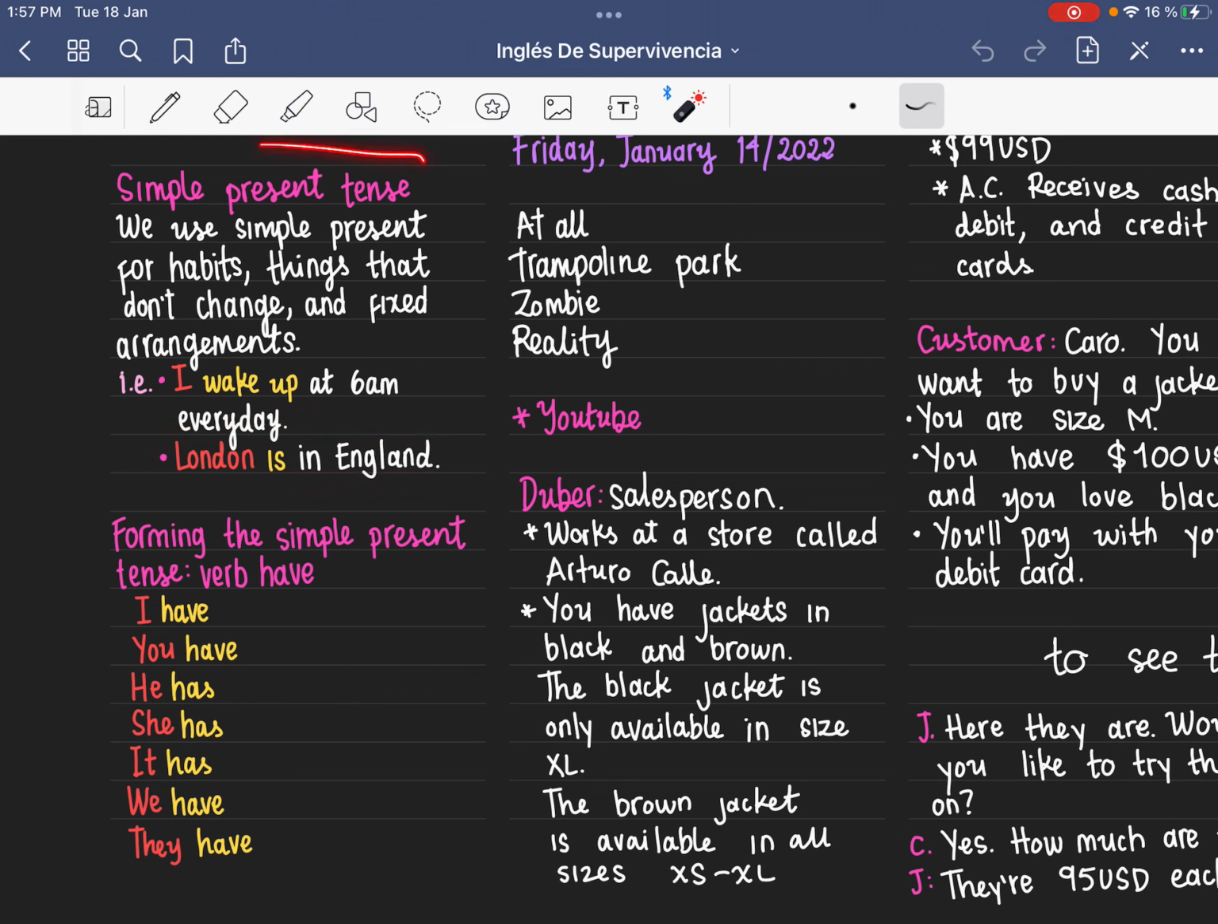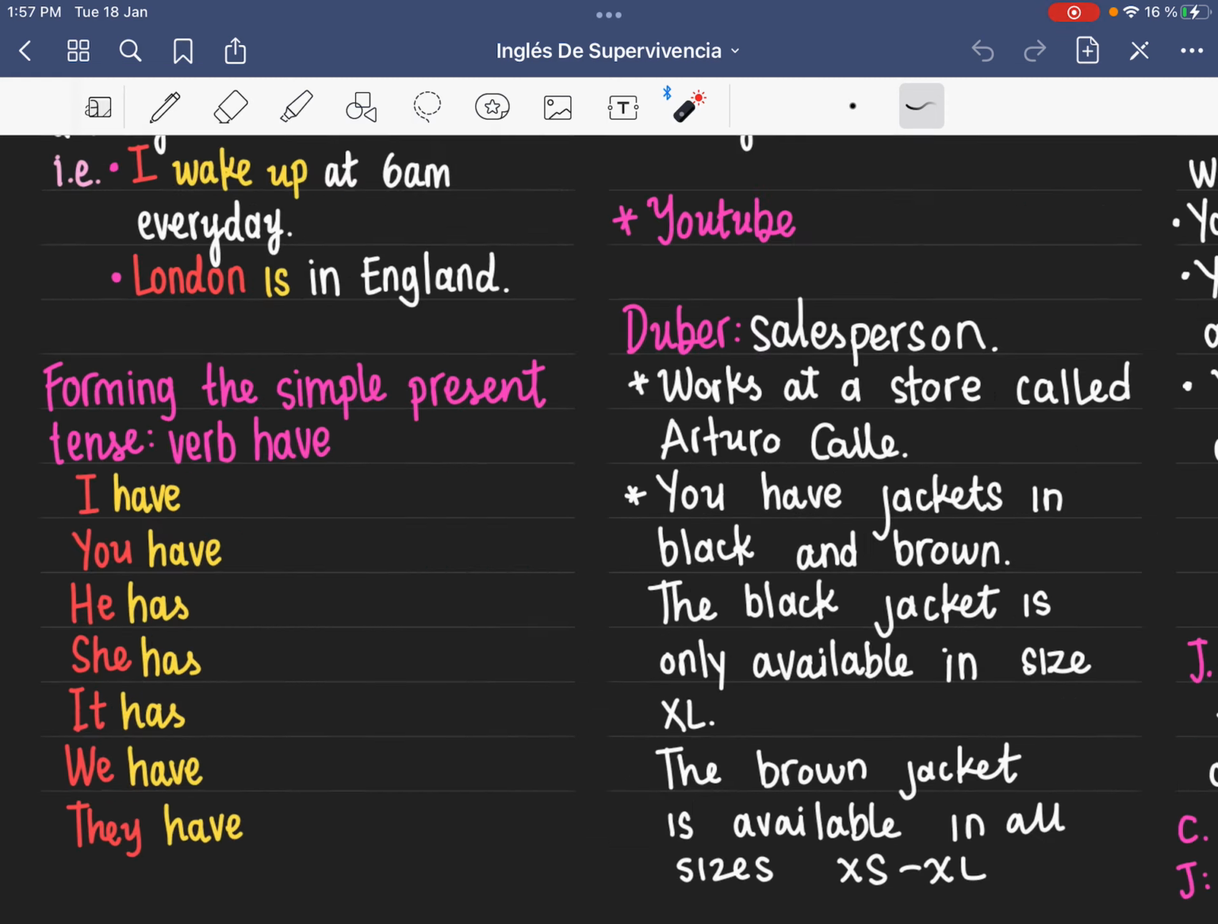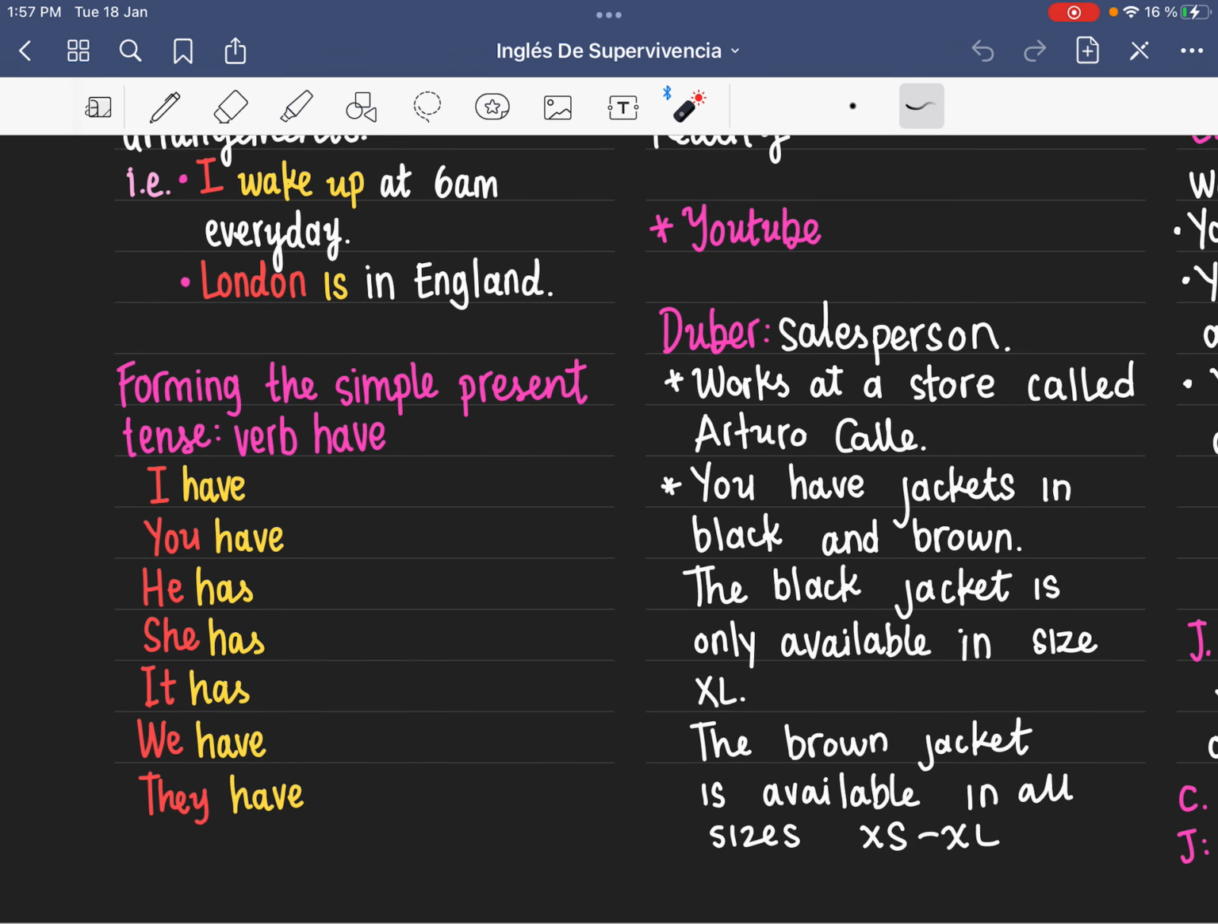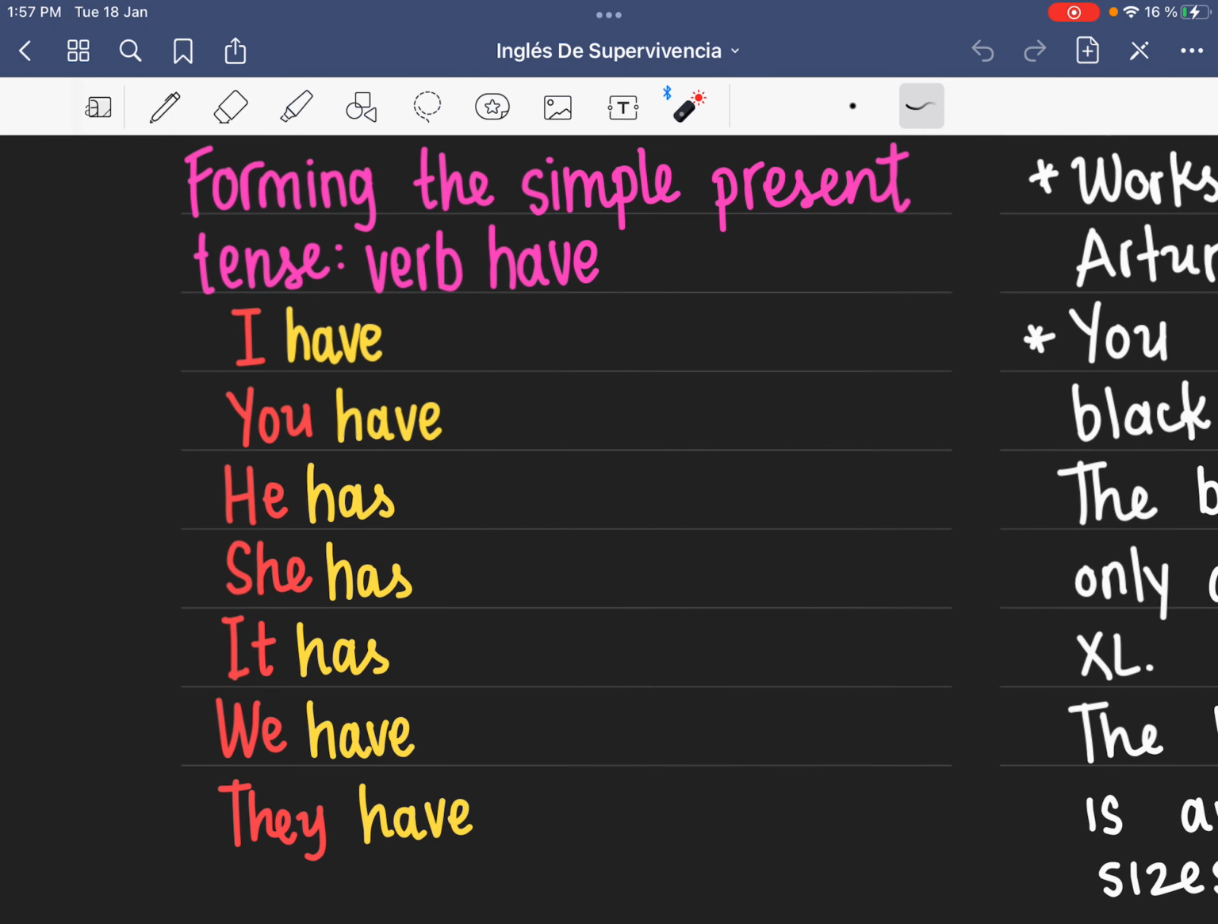So now we know when to use present simple. Entonces ya sabemos cuándo usar el presente simple. Vamos a ver entonces cómo conjugar el presente simple con un verbo. So we're going to see how to conjugate simple present with one verb, the verb have. El verbo have, ¿qué significa? Diccionario. Haber. Perdón, tener. Significa tener. Okay, so here we go.